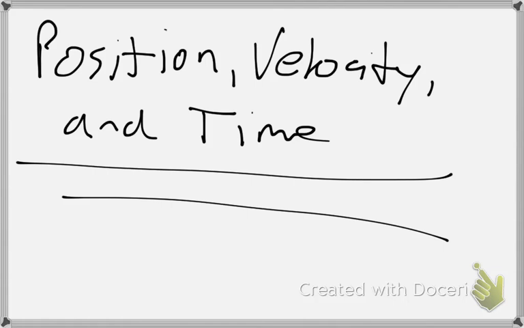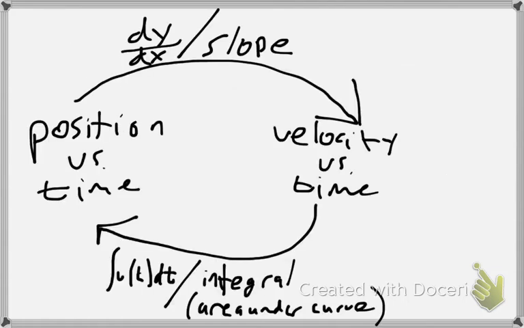Let's get going. As you can see, I have a diagram here. This shows the relation between a position versus time graph and a velocity versus time graph. Once you start out with a position versus time graph, and you take the derivative or the slope of that graph, it gives you the velocity versus time graph.